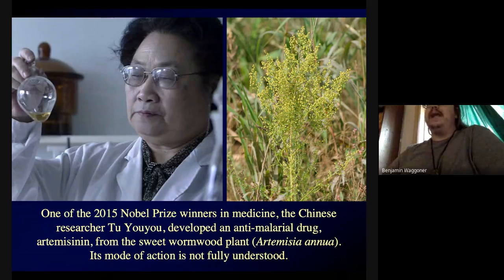Working with a drug that was long used in Chinese traditional medicine, Artemisia annua, the sweet wormwood, she was able to isolate an anti-malarial compound called artemisinin, which is currently the frontline drug of choice, and I believe we still don't fully understand exactly what artemisinin does. But that has easily saved millions of lives.